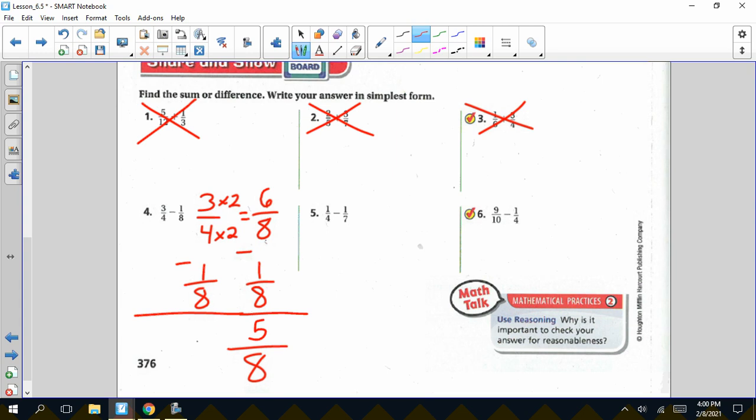And the last thing we have to do is check to see is it in simplest form. Well, 5 is 1 times 5. And for 8, it's 1 times 8 and 2 times 4. Nothing goes into either one of those except for 1. Remember, simplest form is when the only common factor of the numerator and the denominator is 1. So our answer is 5/8.